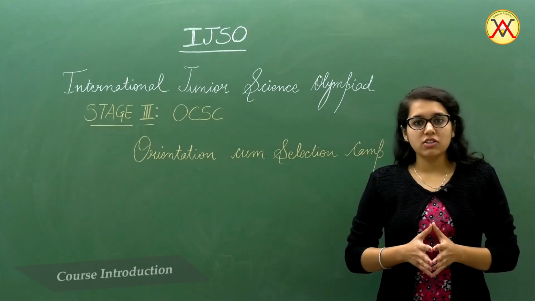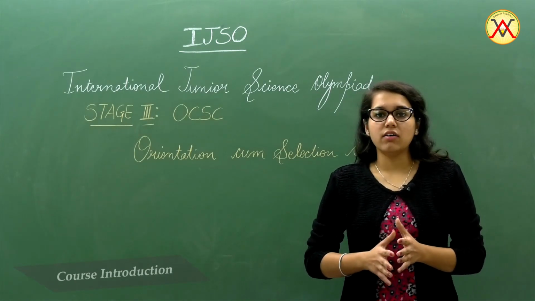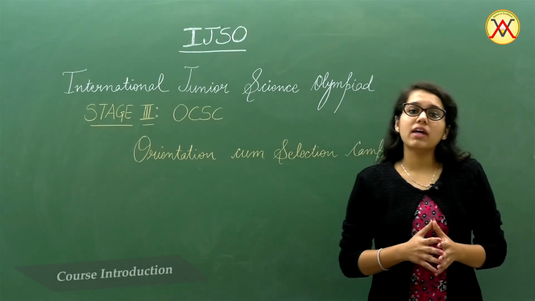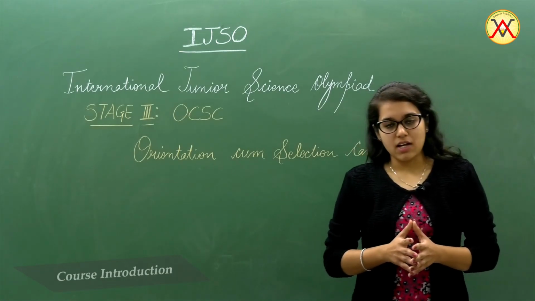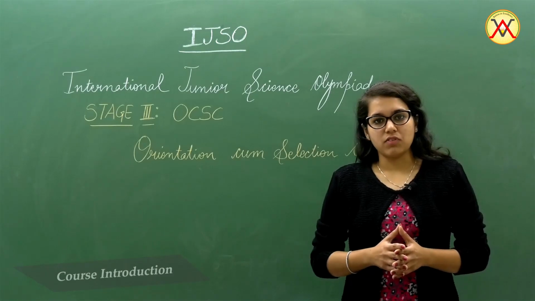From that, the top 6 students, or the 6 merit students, are the special merit awardees, who will be given around 5,000 worth of books and cash, and then they'll move on to the 4th stage of the IJSO.